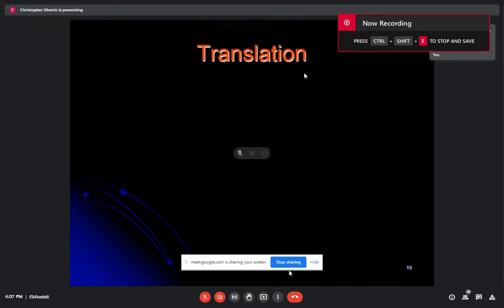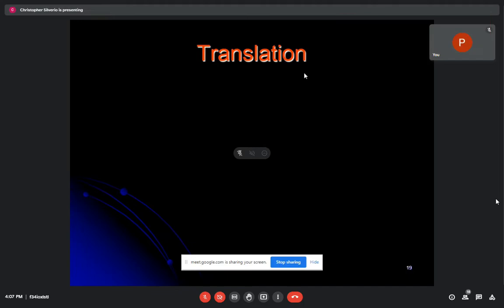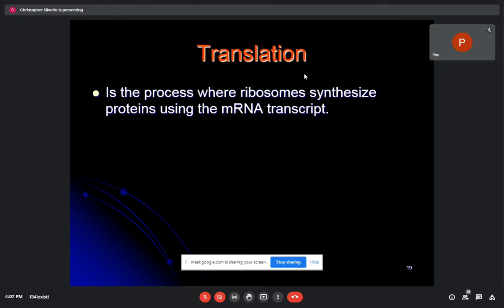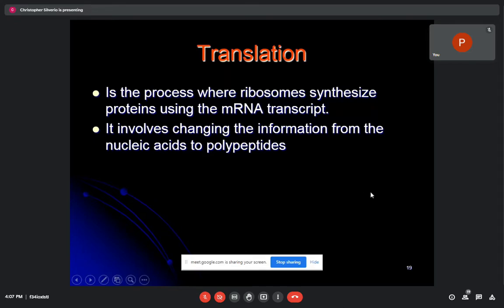Now, what happened is the messenger RNA is translated into protein. Okay? Translation is the process where ribosomes synthesize proteins using the mRNA transcript. It involves changing the information from the nucleic acids to polypeptides.